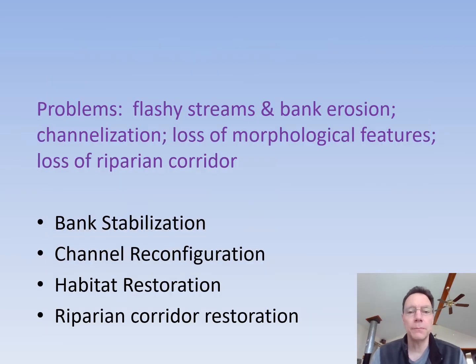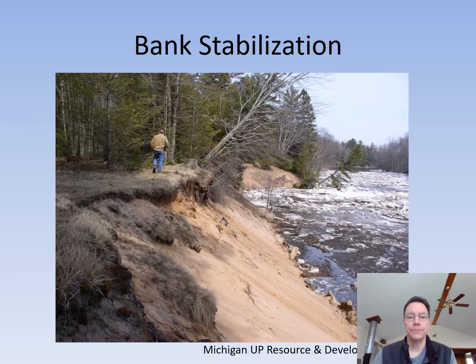So we cause a lot of problems: flashy streams, bank erosion, channelization, loss of morphological features, that's like riffles and runs and pools, loss of the riparian corridor, disconnection from the riparian corridor. Here are some ways we try to deal with this. So we do bank stabilization, channel reconfiguration, habitat restoration, and riparian corridor restoration. So I'll show you some pictures of all of these here today.